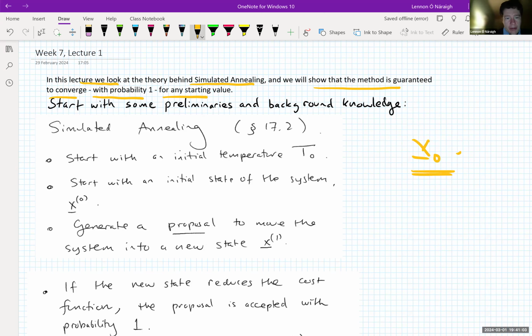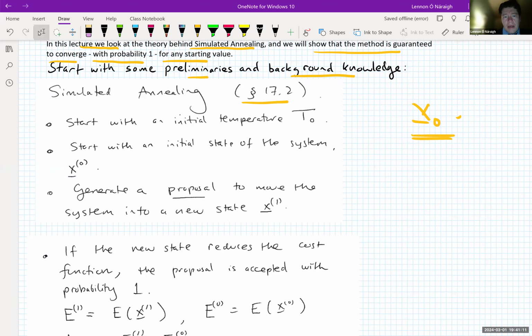So we start here with some preliminaries and some background knowledge. If you're following in the type notes, we're looking now at section 17.2. Remember, in simulated annealing, we are literally simulating the quench of a system to absolute zero so that the system collapses into the minimum energy state, and this corresponds to the global minimum of a cost function.